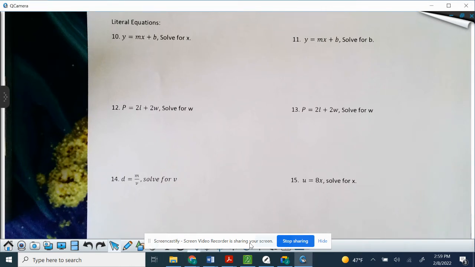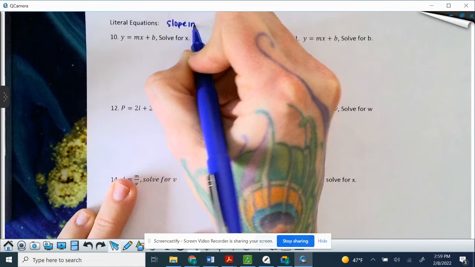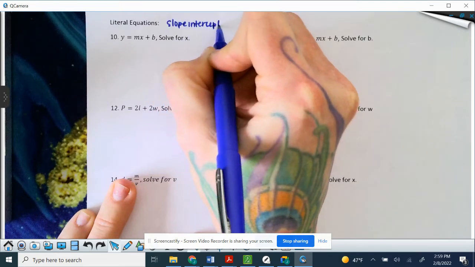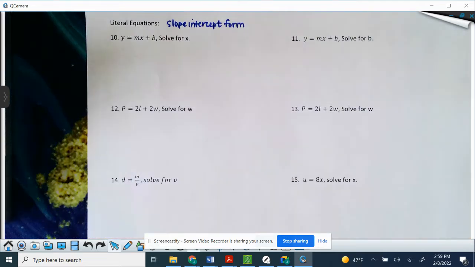All right, so literal equations portion of our study guide. So y equals mx plus b, hopefully you have seen that plenty of times before, or at least rings a small bell. That is your slope-intercept form of a linear equation, which is something we are going to get into in our next unit again. And you will need to be able to manipulate this guy. And it does have more than one variable.